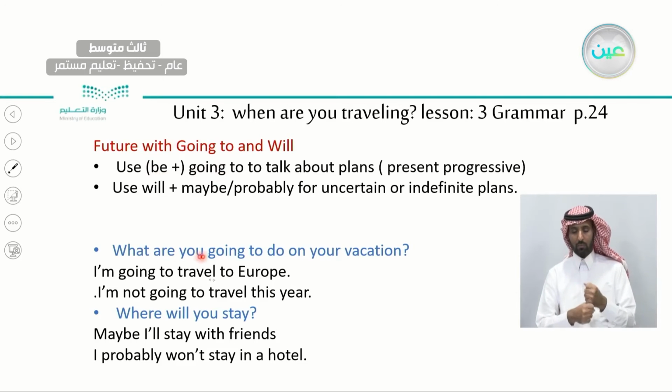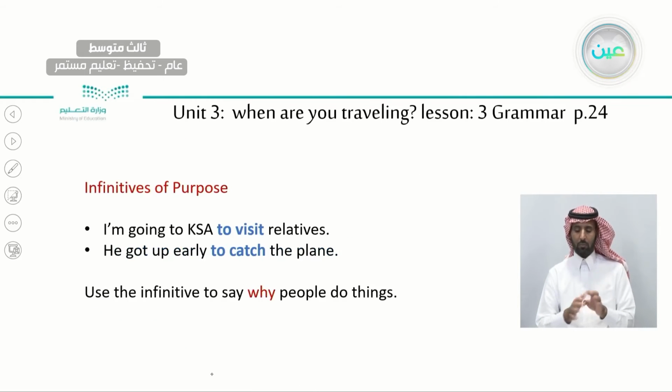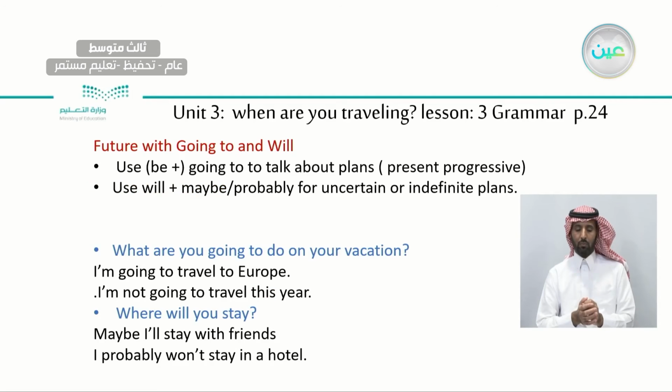Okay? What are you going to do on your vacation? I'm going to travel to Europe. Okay? I'm going to travel this year. This is for sure. You already made the arrangements. That's why you are using the present progressive. Where will you stay? Do you know where you are staying? Maybe I will stay with friends. This is because you didn't make any booking, you didn't contact anyone to have a sure or affirmative answer. I probably won't stay in a hotel. Won't stay in a hotel. This is the negative, sorry. This is the negative.